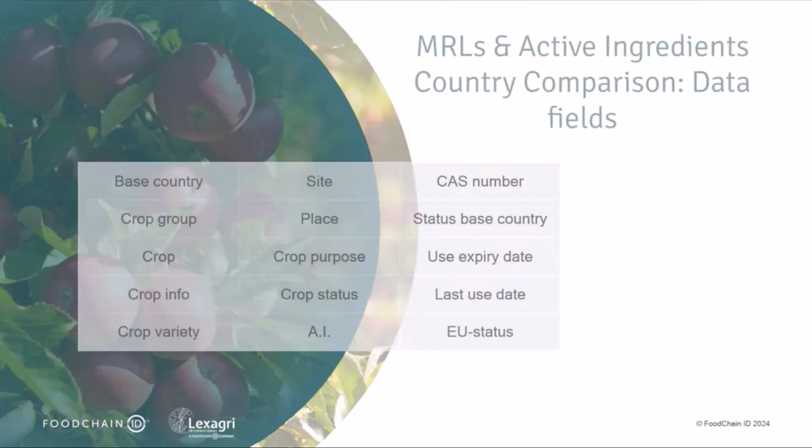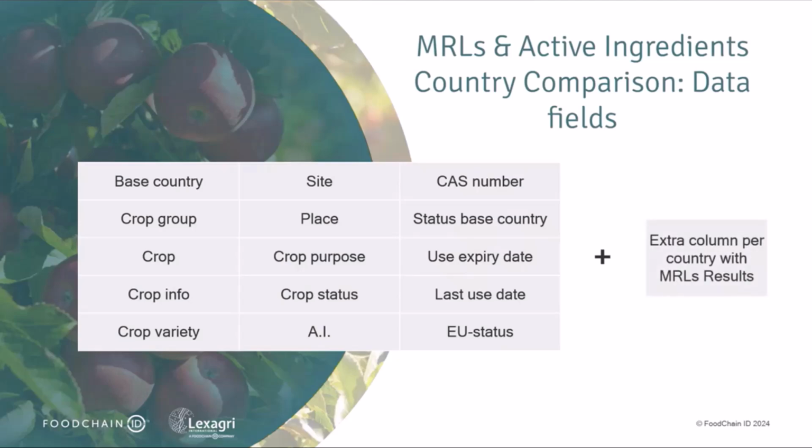In this table, you can check all the available fields for this module. As mentioned, an extra column will be added for each additional country included in the query. Feel free to stop the video here in case you need to check these fields in detail. Now let us jump into Homologa and run an example using this module.